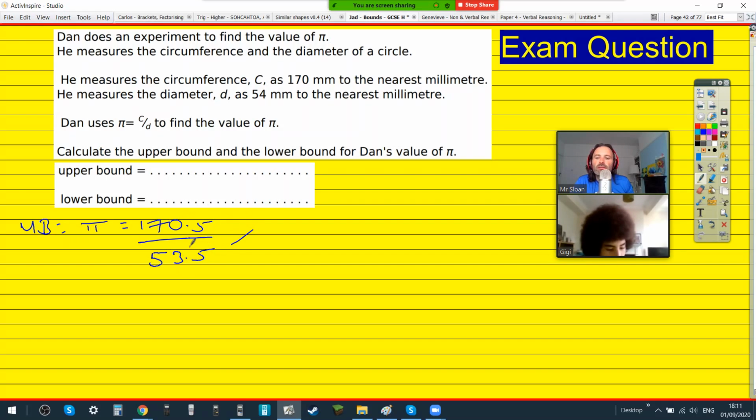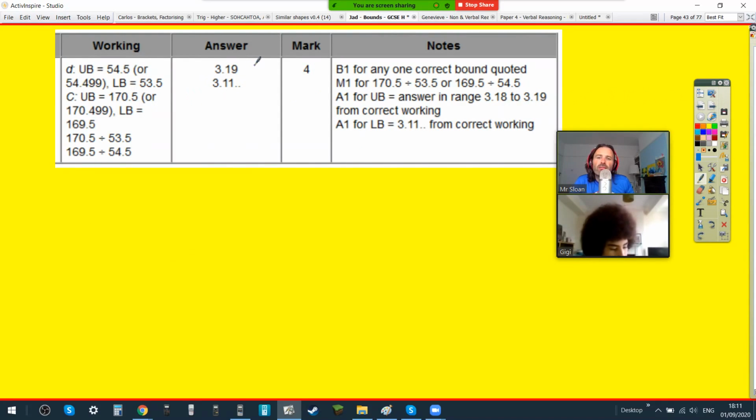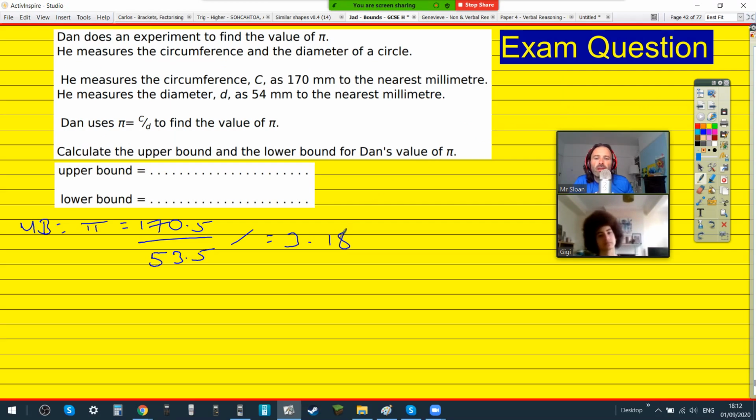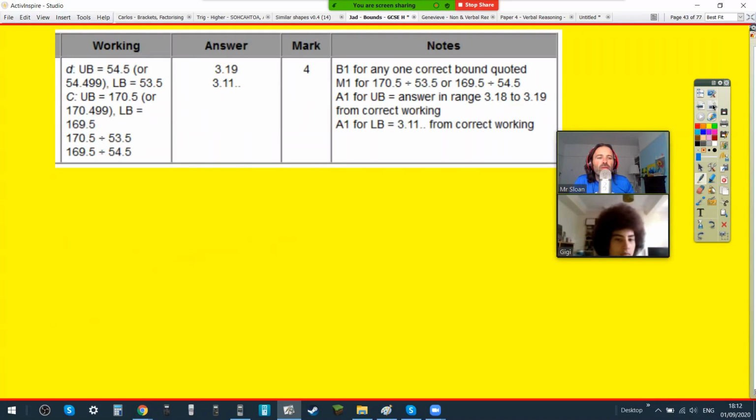Go on. What do you get for this one? I got 3.2. Let's say one more digit. Oh, it'll be 3.18 then. Okay, let's go with 3.18. And so they rounded it to 3.19. Yeah, it'll be 3.19. The other way around will be 3.11, and we know that pi is like 3.141, and so on.